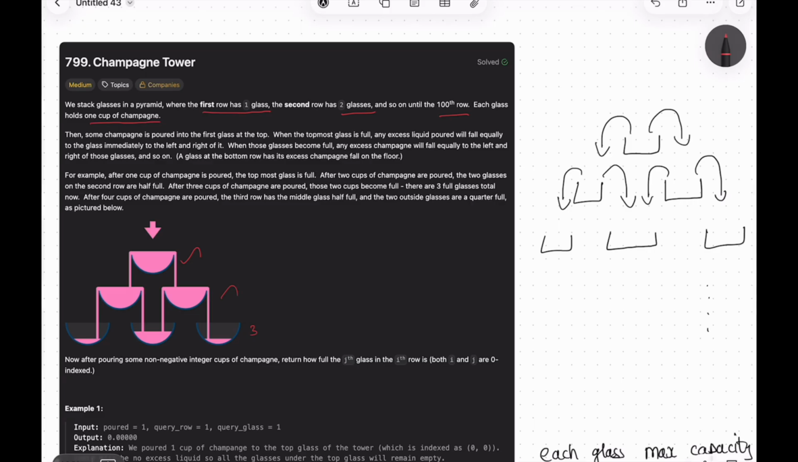Then some champagne is poured into the first glass at the top. So we start to pour at the top, and when the glass is full, any excess liquid falls equally to the glass immediately left and right. So when a glass is filled completely, the maximum capacity of 1 is reached. When it exceeds the maximum capacity of 1, the remaining champagne gets split equally and poured to the left and right. This is the condition given here.